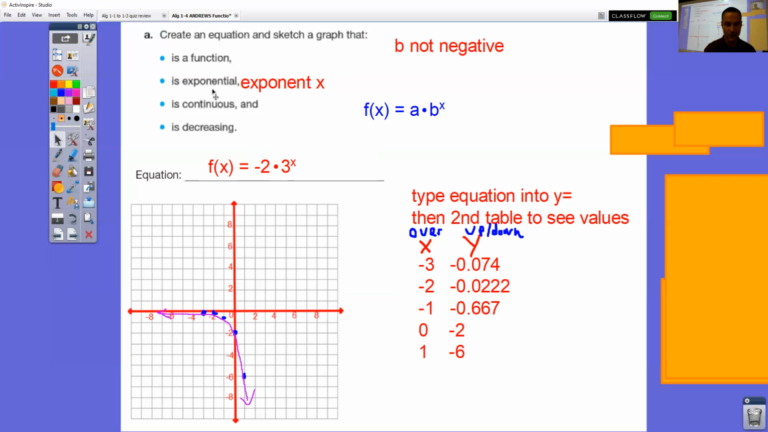It is exponential. It is continuous, so that's why we connected the dots, and it is decreasing. As we go from left to right, it is going down. Again, you could pick any numbers you want, but this negative number makes it go down. If this -2 was a positive number, then it would go up.